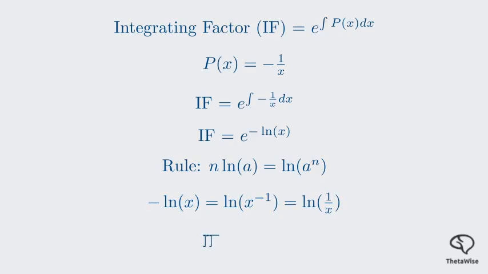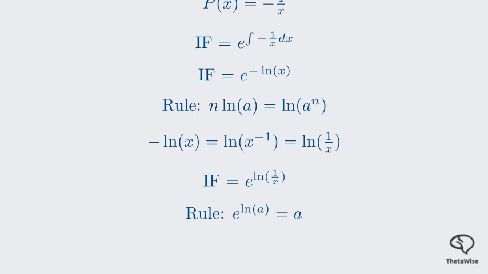Substituting this back, our integrating factor is e to the power of ln of 1 over x. And another crucial property is that e and the natural logarithm ln are inverse operations. They cancel each other out. This leaves us with our integrating factor, 1 over x. It's often helpful to keep this simple fraction as it is. We have now found our key to solving the equation. We're making great progress. We've rearranged the equation and found the integrating factor.